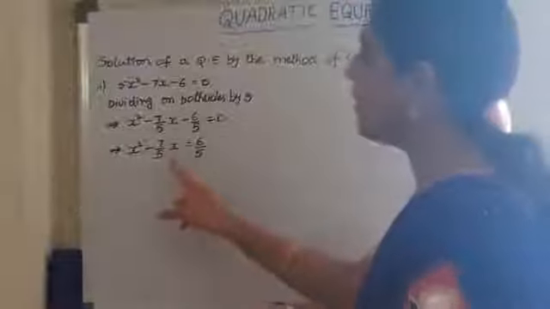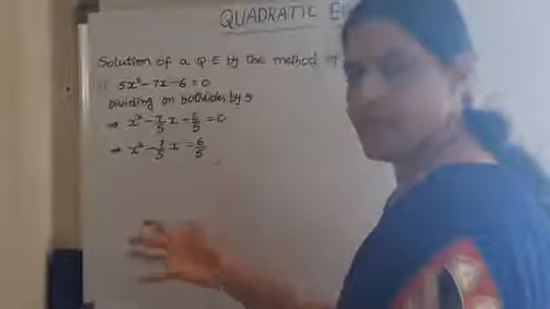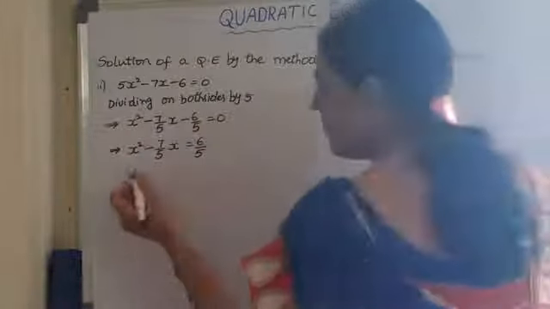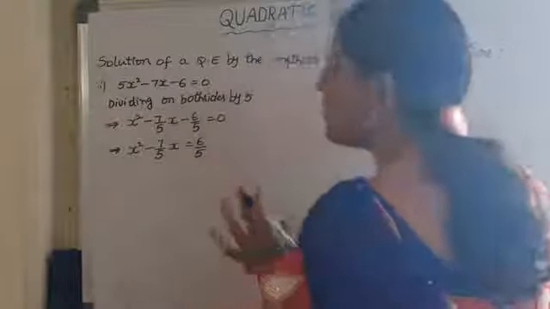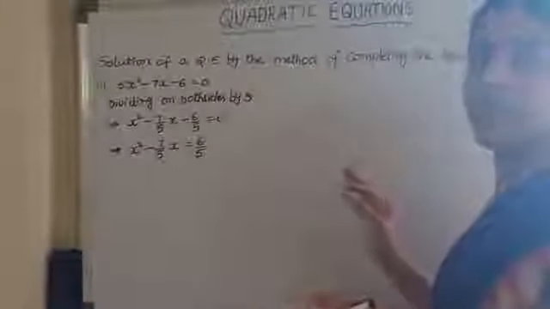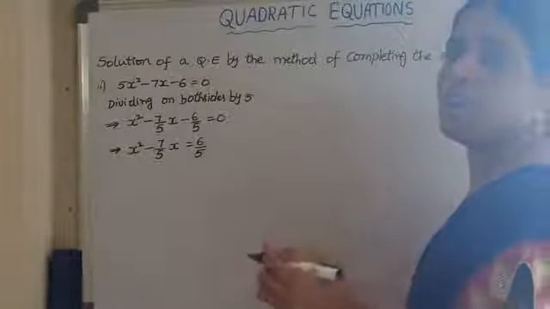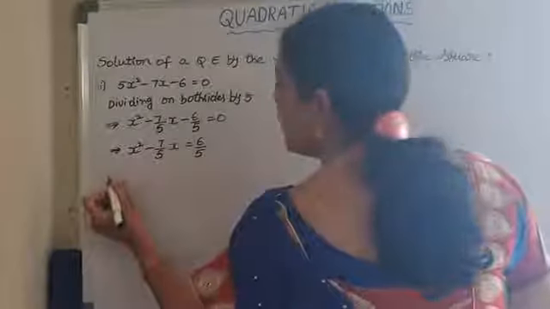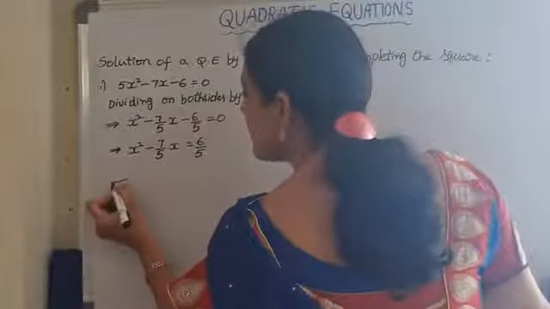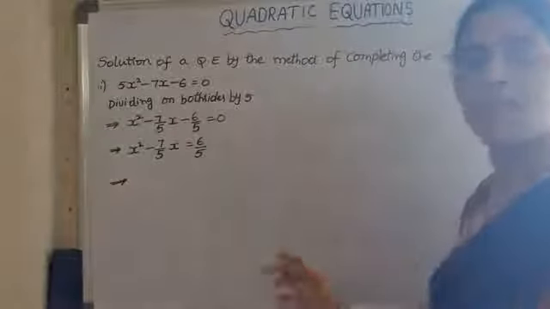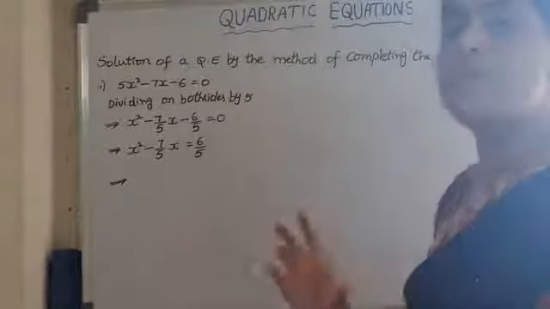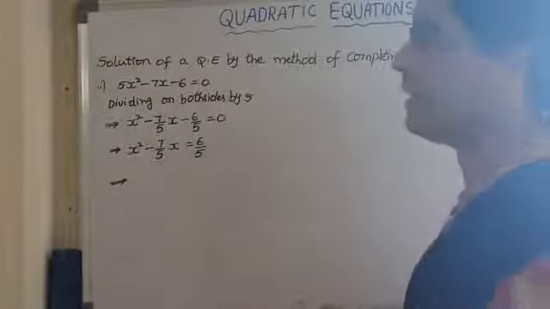What is the coefficient of x here? 7 by 5, of course. Half of that, 7 by 5 by 2 equal to 7 by 10. Squaring on both sides, 7 by 10 whole square. That term should be added on both sides.